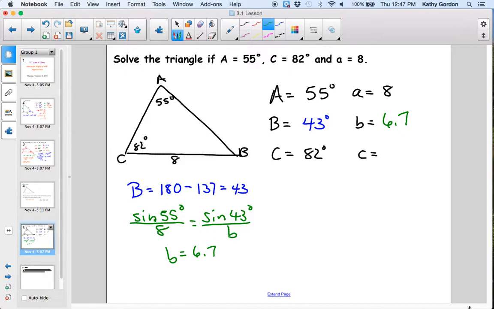And then, Morgan, what'd you do for C? I did the sine of 55 over 8 equals the sine of 82 over C. And I got 9.7. What was it, 9.78? 9.78, so if we want to stay consistent, what should we put? 9.8. 9.8. Okay. So any questions on that?